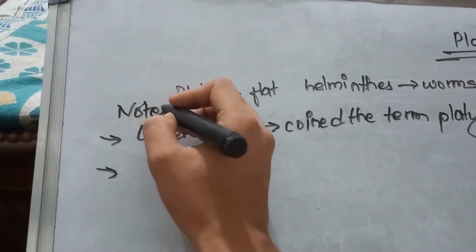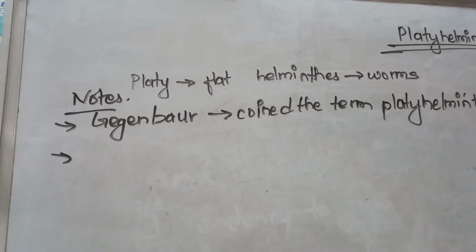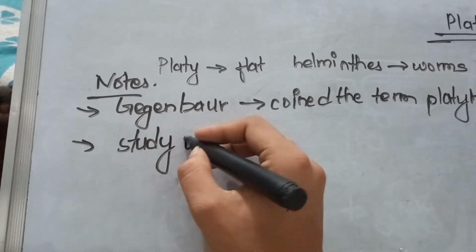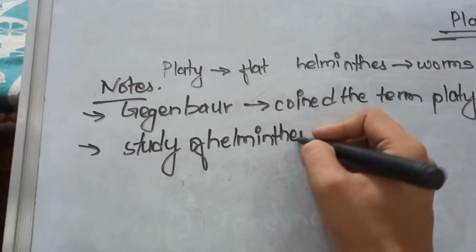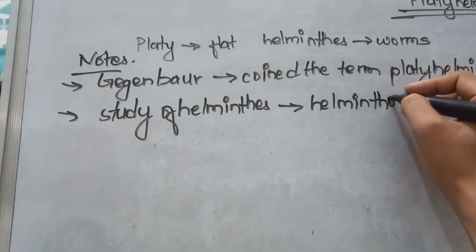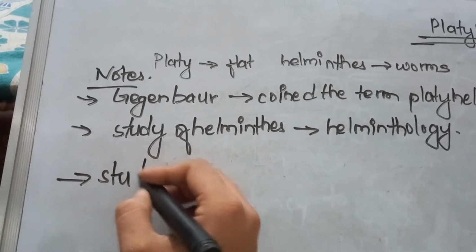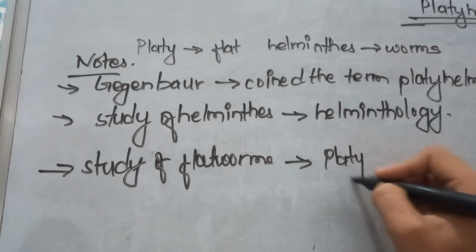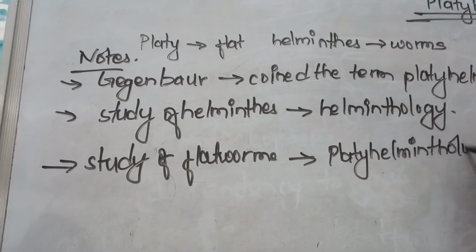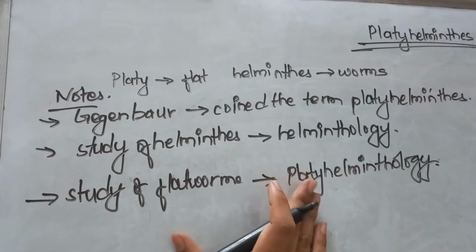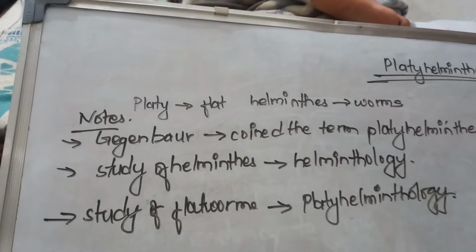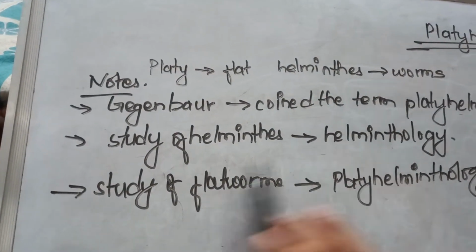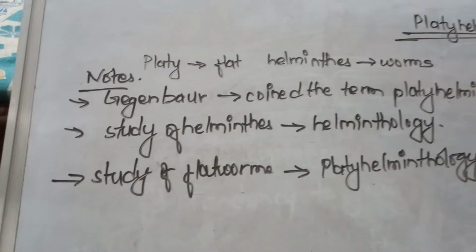These are the notes before starting on the topic. Before starting on the topic, that will be relatively asked in your MCQ. Guggenbauer coined the term Platyhelminthes. Study of helminths is called helminthology. Study of flatworms is called platyhelminthology. These are the notes you should be perfect on before starting the general characteristics.